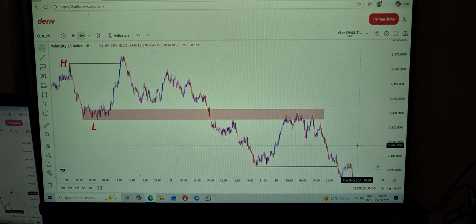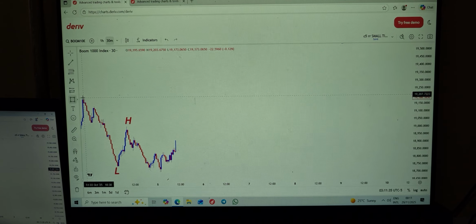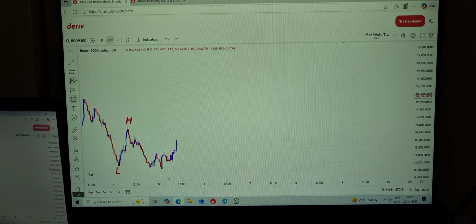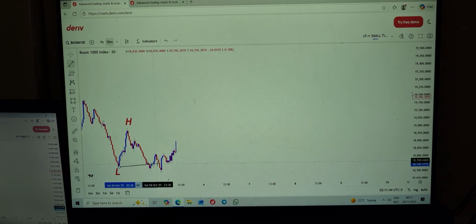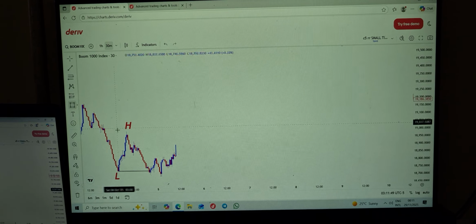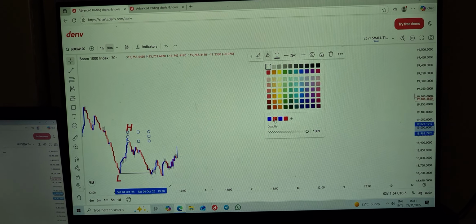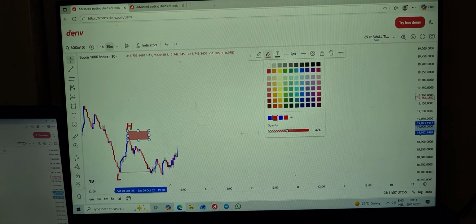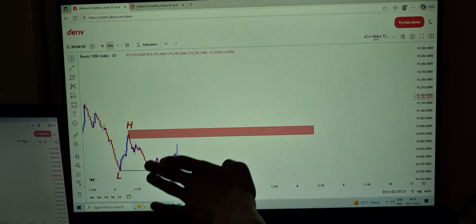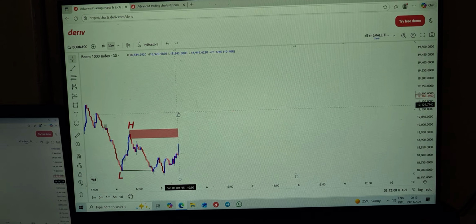Let me look for another quick example. Okay, let's look at another example right here on a Boom 1000 index of a breaker block. So we can see that there is a low, there is a high right there. Then we see price creates a break in market structure to the downside. What do we expect as supply and demand traders? We expect price to come to the high that created that break in market structure, particularly this high. Then we expect sells to come from this zone. We expect price to retrace into this zone to continue pushing sells to the downside.